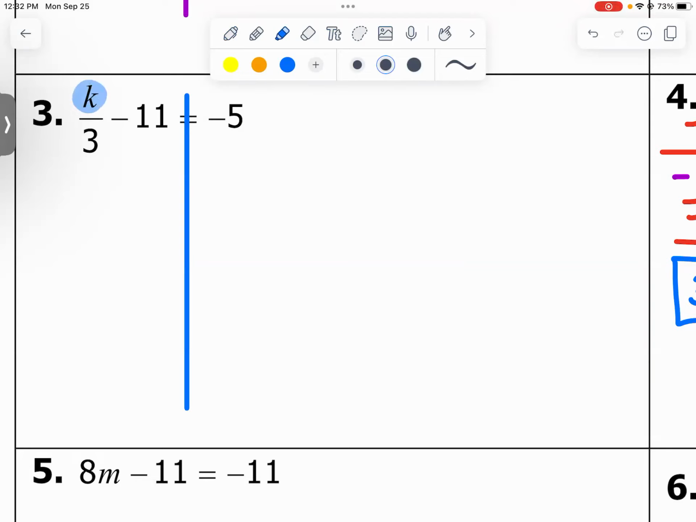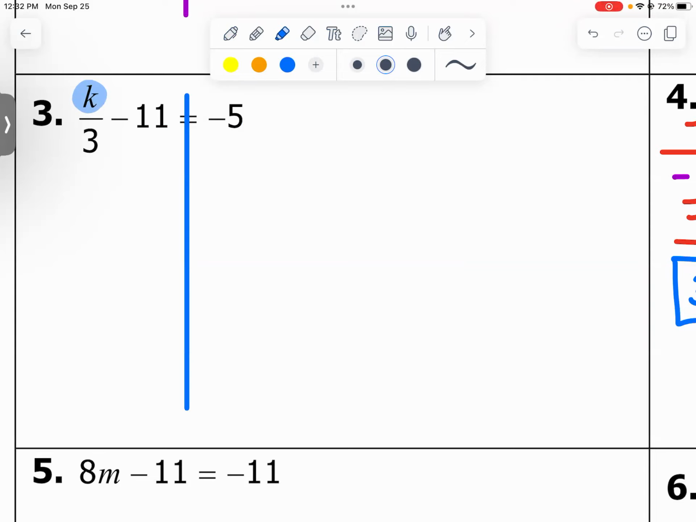Highlight or circle your variable. That's what we need to get by itself. So we need to get rid of the 11 and we need to get rid of the 3. So I'm going to ask you to vote. Which one do we need to move first? Who votes that we need to move the 3 first? Who votes that we need to move the 11 first? Oh, we did not have very many hands. We're going to try that again. Who votes we need to move the 3 first? Who votes we need to move the 11 first?